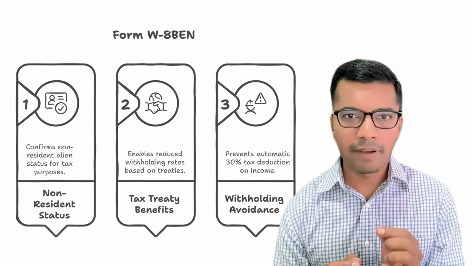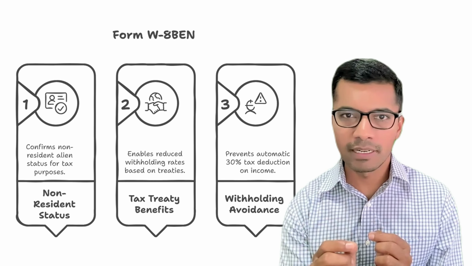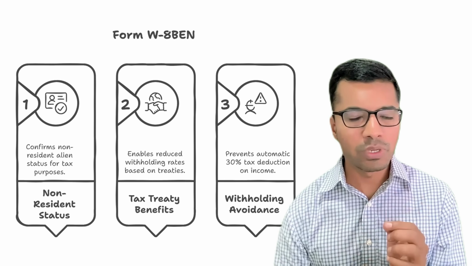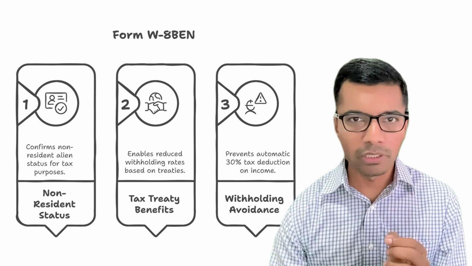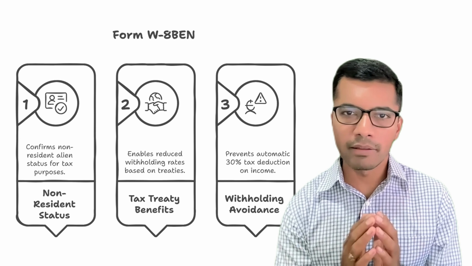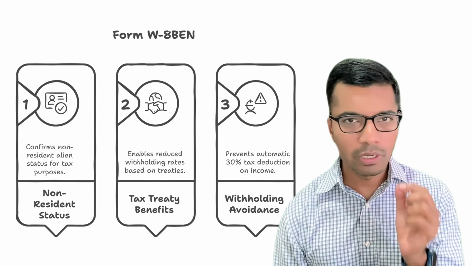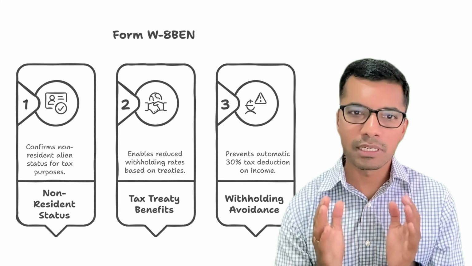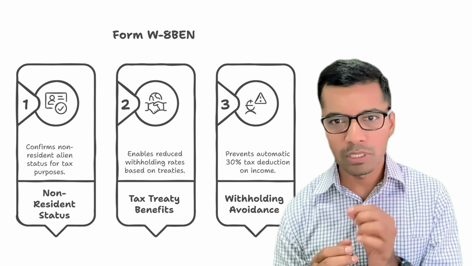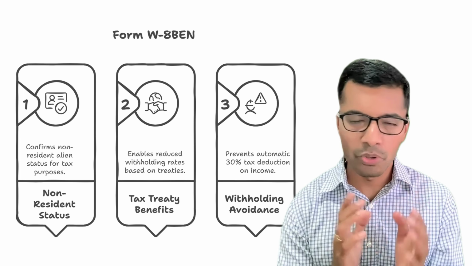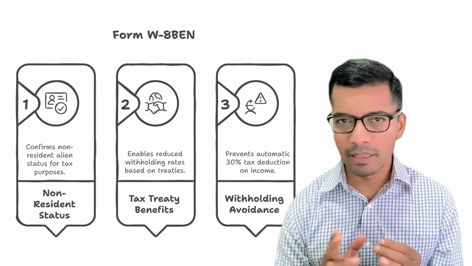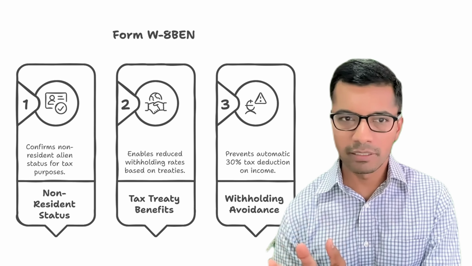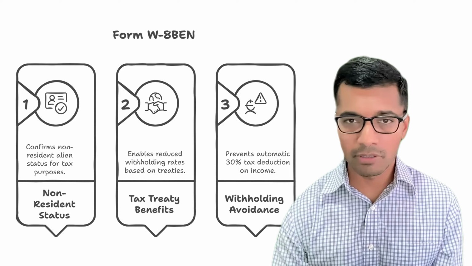This form certifies that you are a non-resident alien for US tax purposes. It tells US institutions like brokerage firms and platforms to apply reduced withholding based on your tax treaty. Without it, the default 30% tax is withheld from your US-sourced income. This applies to US stocks, dividends, interest, royalties, affiliate or creator income, as well as bank interest.